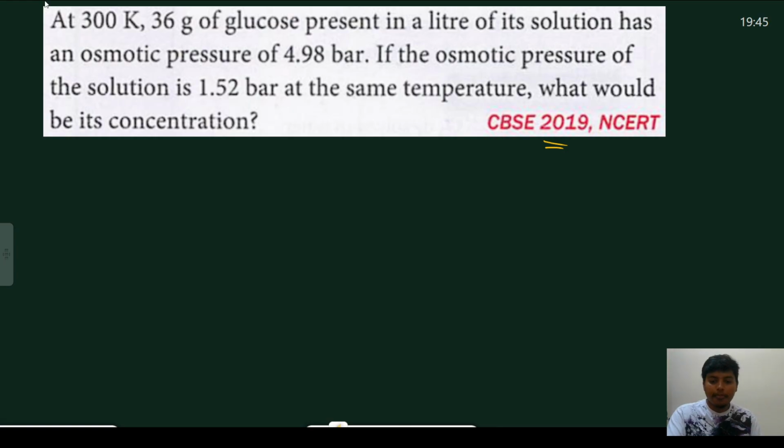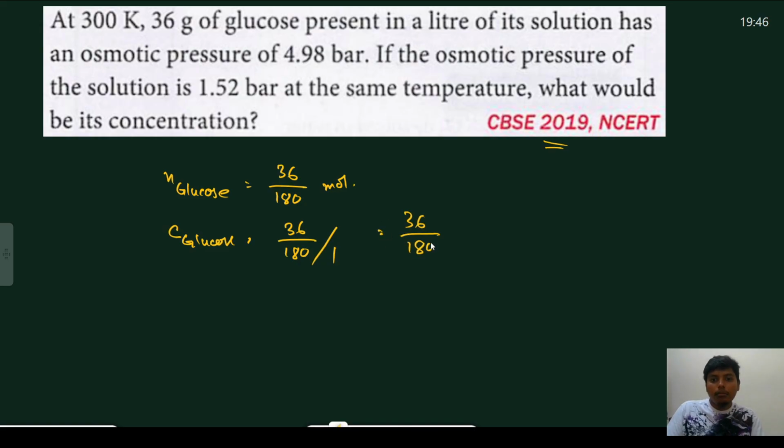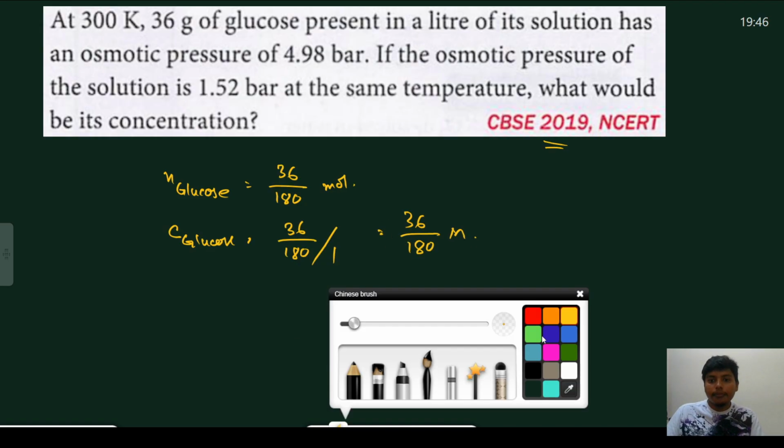That's enough. So first we should find the number of moles. I got 0.2. Number of moles of glucose is 36 by 180, right? Yes, that's it. Next, the concentration of glucose. What will be the concentration of glucose? Same 36 by 180, divided by 1 liter. So 36 by 180 molar. Clear or no?